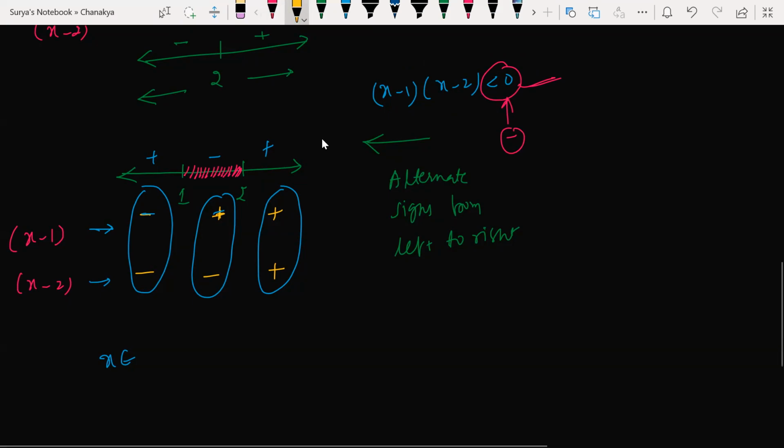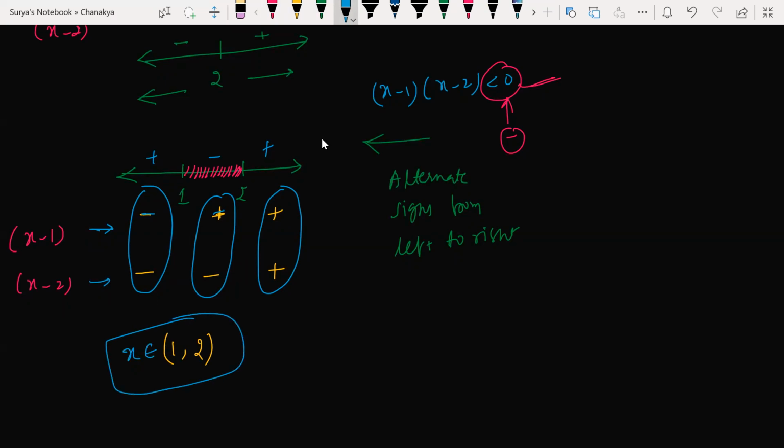So now x belongs to what? Where to where? 1 to 2. Now, open bracket or close bracket? Open bracket. Why open bracket? We are not including 1 and 2 here. x belongs to 1 comma 2 in open brackets, which means we are not including 1 and 2.